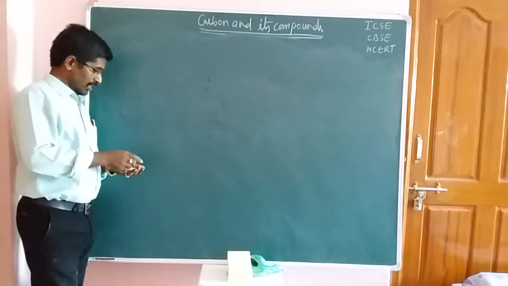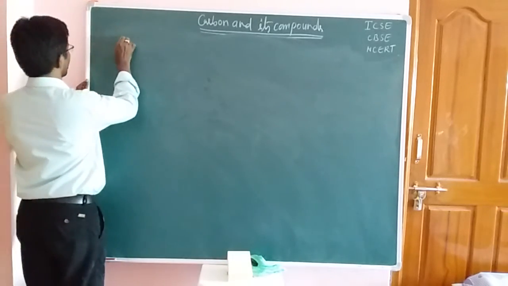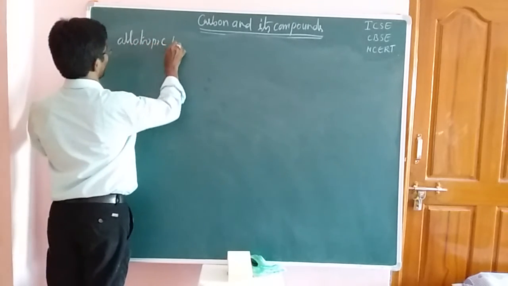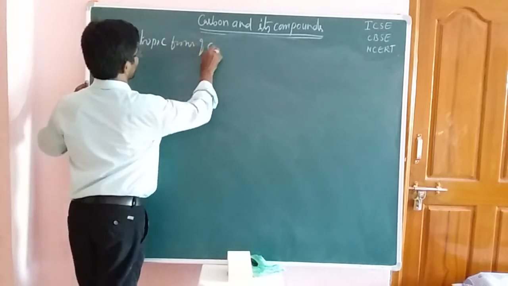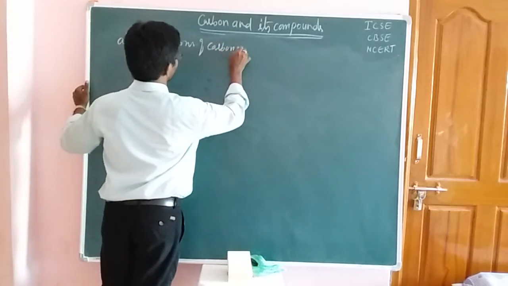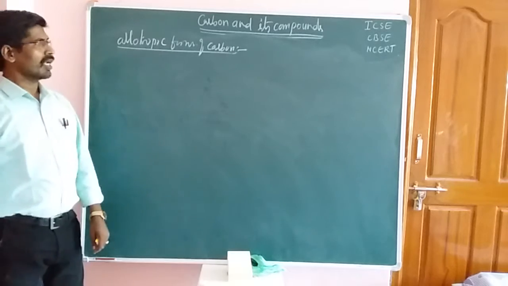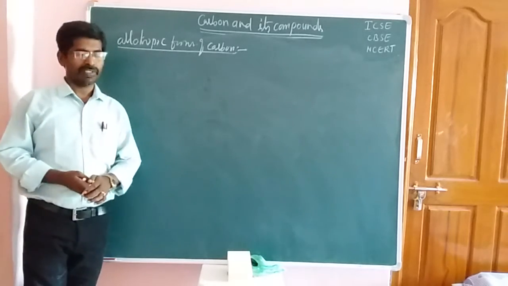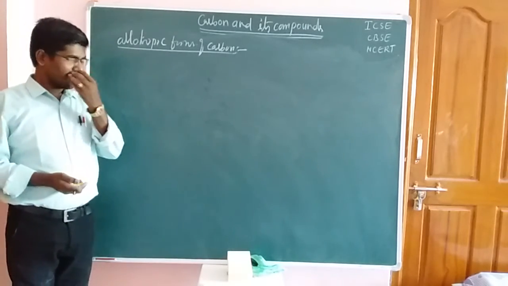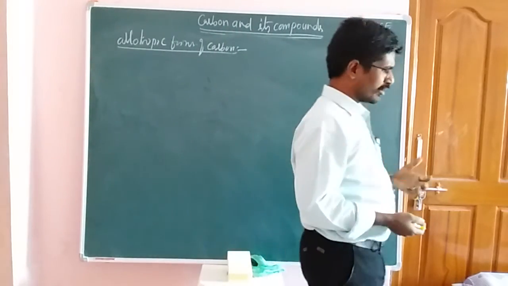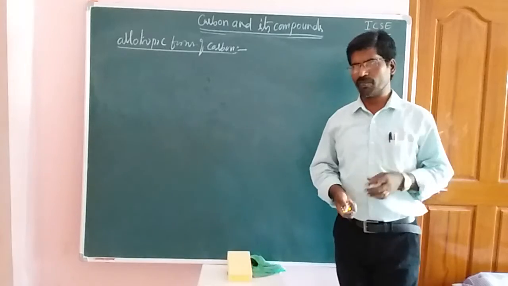Okay, students. Now the next concept is the allotropic forms of carbon. Okay, students. So this is the new concept in this chapter. Allotropic forms of carbon. So actually, first of all, what is meant by allotropy? Which element exhibits the allotropic forms?